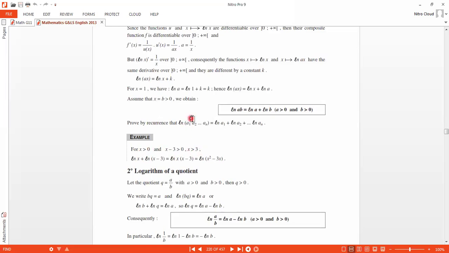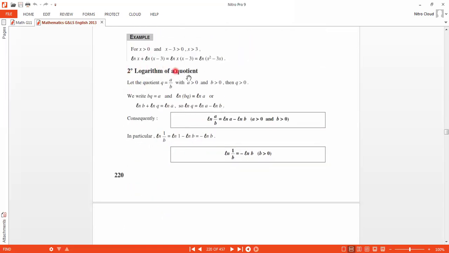The second property is the logarithm of a quotient. So what if I have ln A over B? I can split the ln into ln A minus ln B, of course, under the condition that A is positive and B is positive. And what if I have ln 1 over B? It's minus ln B. Do you know why? Because it is ln 1 minus ln B, and you know that ln 1 is 0. So what's left is minus ln B. That's why ln 1 over B is minus ln B.